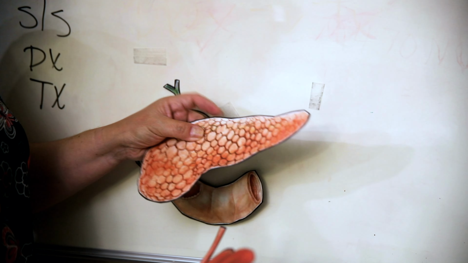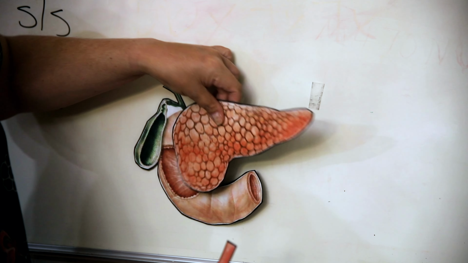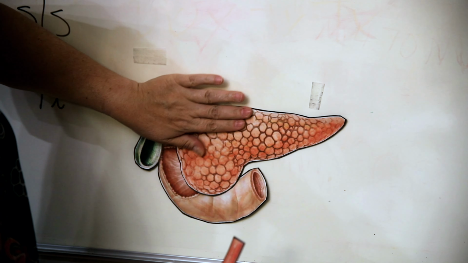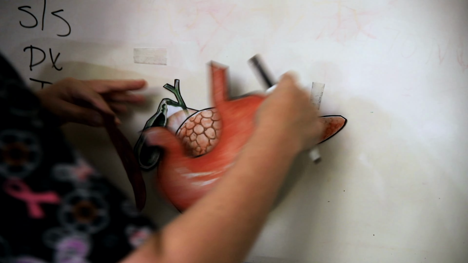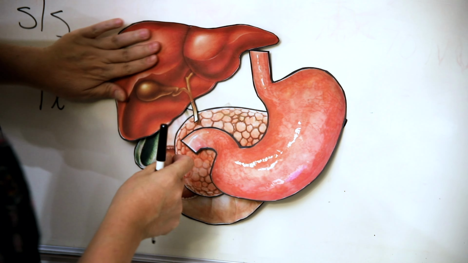Let's review a little bit as to where the pancreas is in our body. It's about 6 inches long, and the head and the neck extend into the duodenum. It's behind the stomach and lies just beneath the liver.